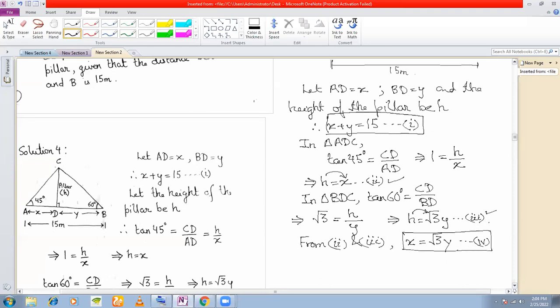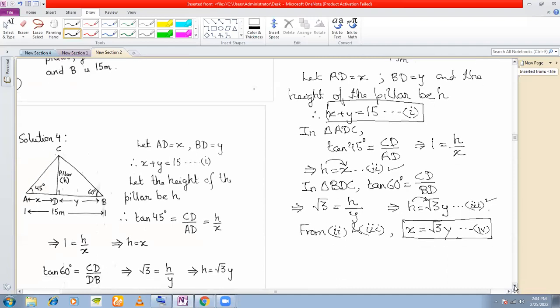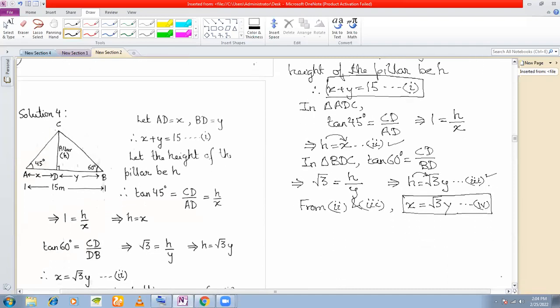Now you see this equation here is an equation in X and Y, and this equation here is an equation in X and Y, right? Which you can solve. Let's solve for x and y. In fact, because we have h is equal to x, if we just find out the value of x, we'll be able to find out h, because h and x are equal, right? So how do we solve these two equations?